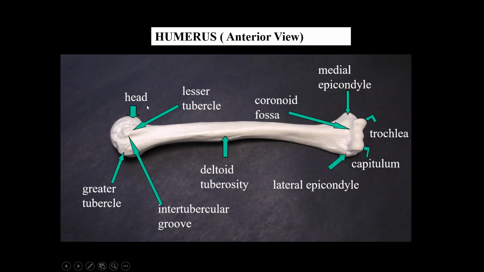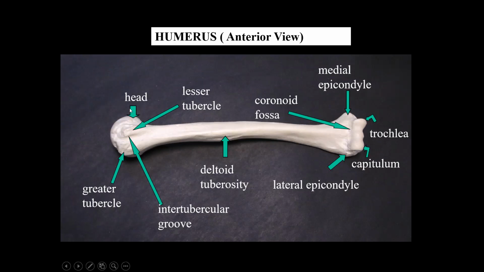We also have this groove in between. There's the head right there. This is the structure that inserts itself in the glenoid cavity. This is the head, and the head is always on the medial surface of the bone. Doesn't matter at all whether you're looking at the anterior view or the posterior view, the head is always on the medial side.